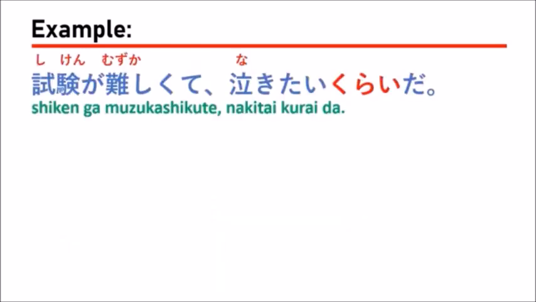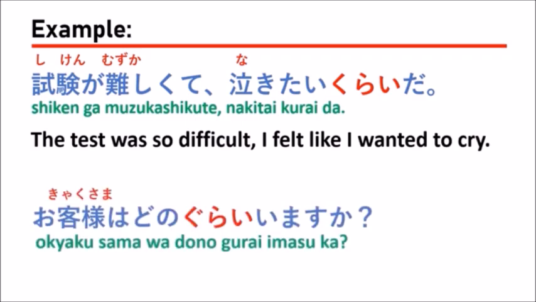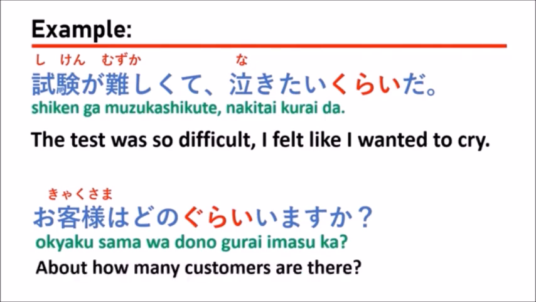The next one: 試験が難しくて泣きたいぐらいだ。It means the test was so difficult, I feel like I want to cry. The next example, お客様はどのぐらいいますか？It means, about how many customers are there?